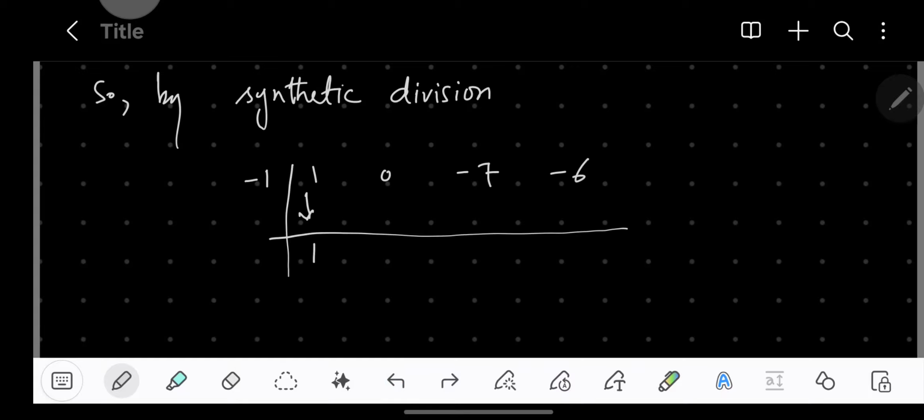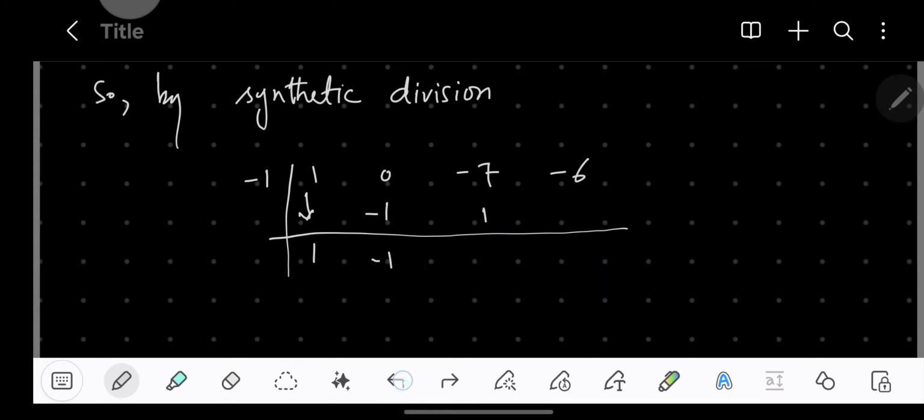The first value is 1, and then I will multiply this 1 with this minus 1. So I will get minus 1, and I will put it here. Now if I add these two values, I will get minus 1. Now the turn for minus 1 is to multiply with minus 1. I will get plus 1, because minus 1 times minus 1 is plus 1. So I will write plus 1 here.